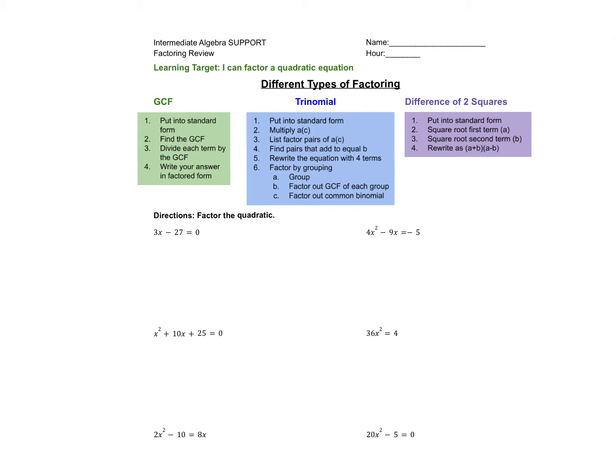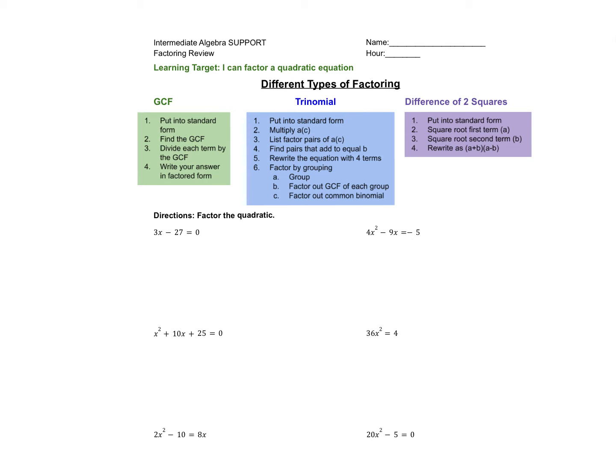Good morning, everyone. Today we're going to try to remember our stuff about factoring. Remember, we have 3 different ways to do it. We can factor using the GCF, or greatest common factor, a trinomial, which is when we have 3 terms, or a difference of 2 squares, which is when we can square root to rewrite it.